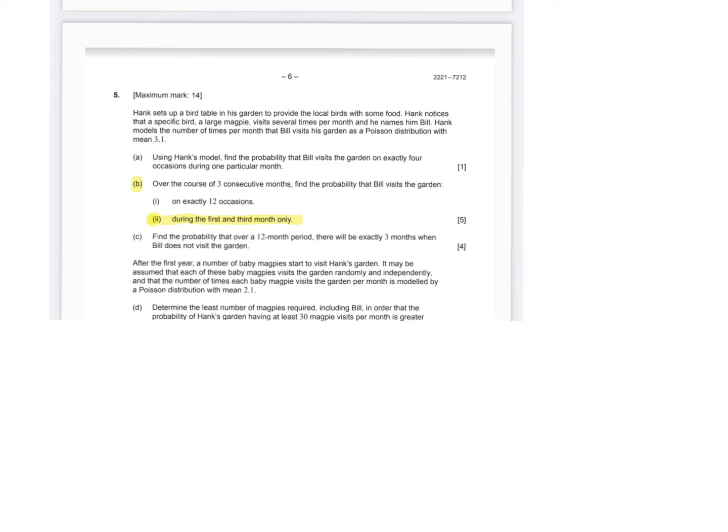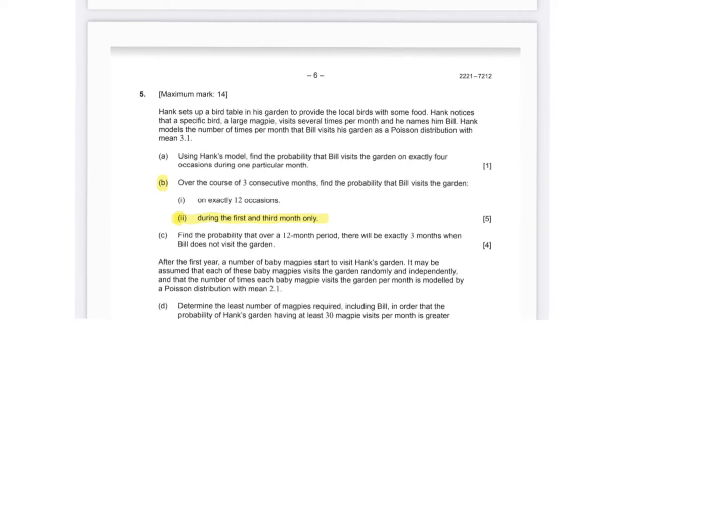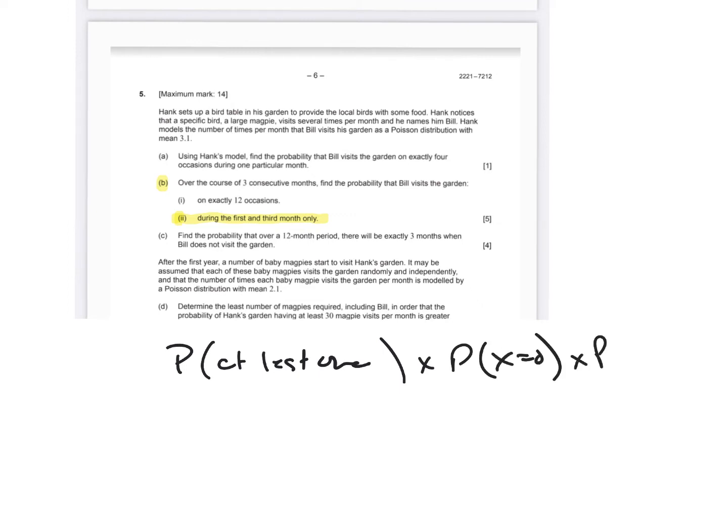Okay, for this last problem, we want it during the first and third month only. So that means the probability that at least once for month 1, and that's the first month, times none for the second month, exactly 0, times at least once for the third month.